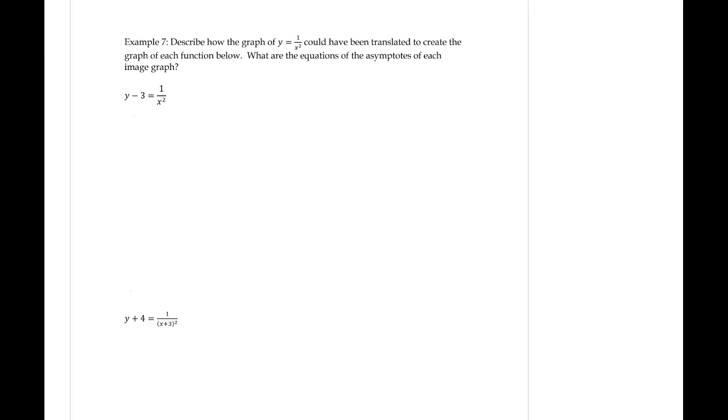So when we look at example 7, describe how the graph of y equals 1 over x squared could have been translated to create each of the following functions below. What are the equations of the asymptotes of each image in the graph? Just a quick note, before we get going anywhere, I would want a picture of this original parent function.